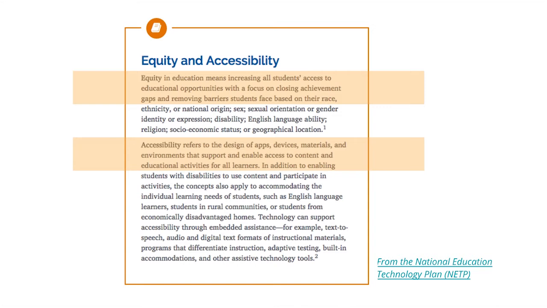And the next piece is accessibility. This refers to design of things such as apps, devices, materials, and environments that support and enable access to content and educational activities for all learners.